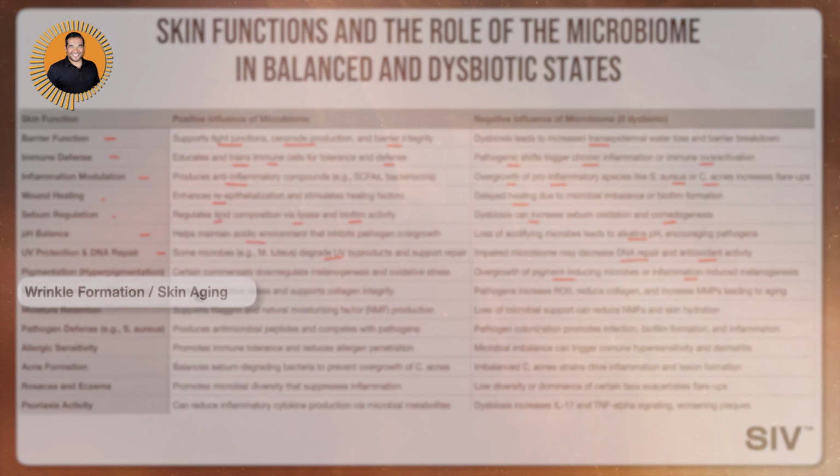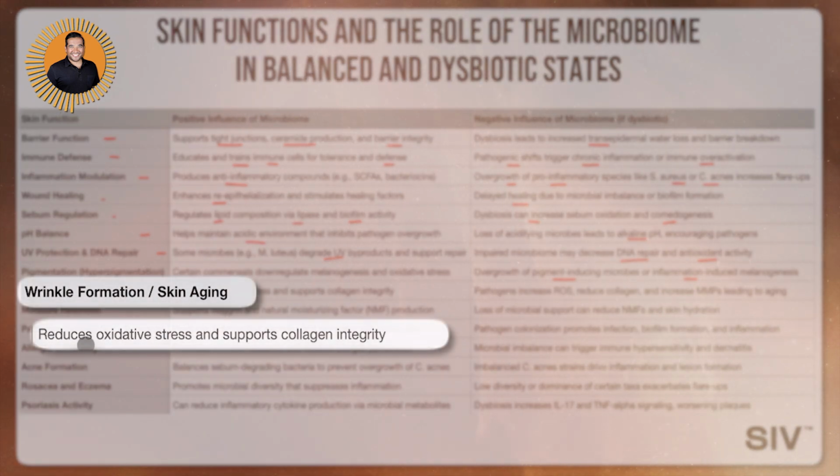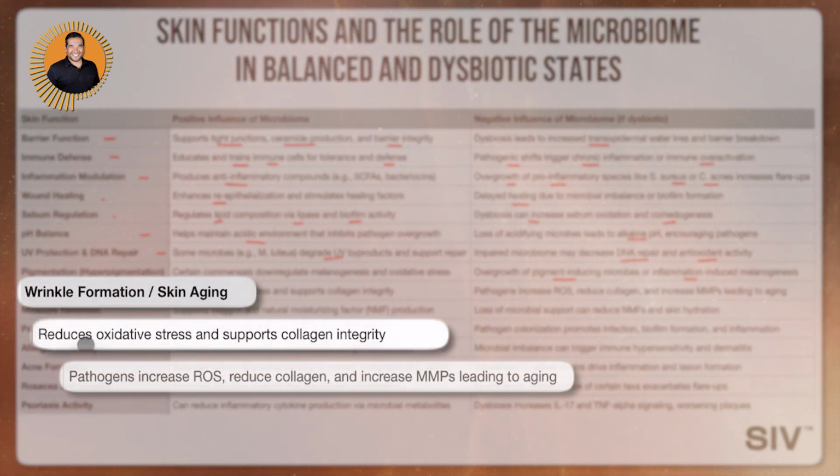Wrinkle formation and skin aging, right? Good microbes, when you have a healthy skin microbiome, can reduce oxidative stress and support the formation and the integrity of collagen and elastin as well. So you've got the two structural elements that maintain the tautness and the uniformity of the skin. The skin microbes play an important role in expressing those proteins and then also protecting them from oxidative stress.